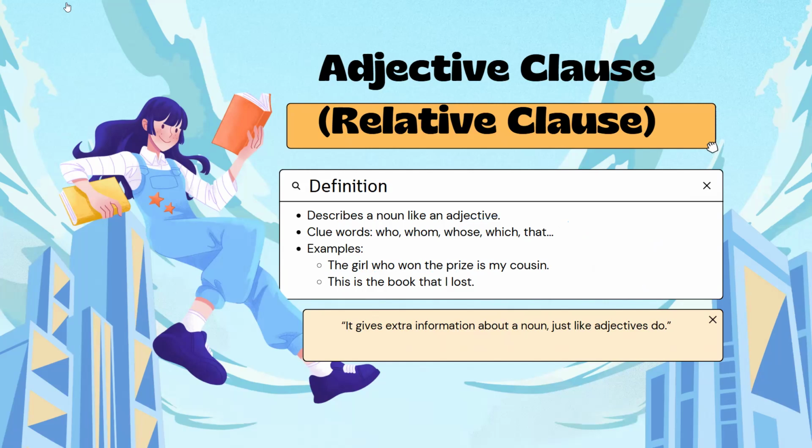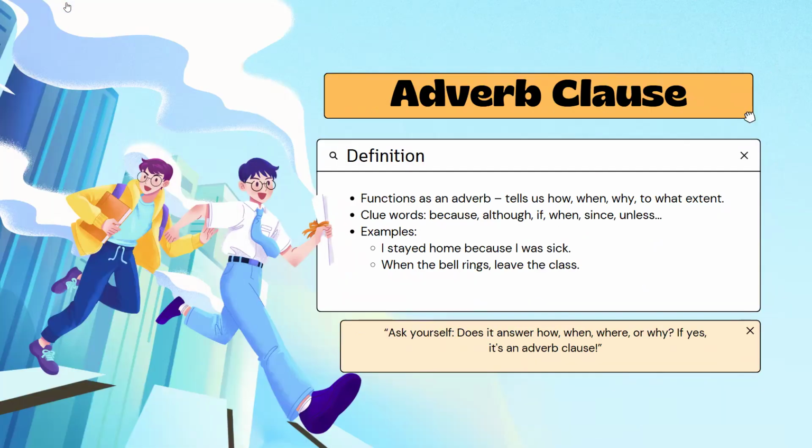Now let's move on to the final type of the dependent clause, that is adverb clause. Adverb clause gives us information about when, why, how, where, or under what condition something happens. It has to do everything with the verb. So focus on the verb. It often begins with subordinating conjunctions like because, although, if, when, before, after, unless, since.